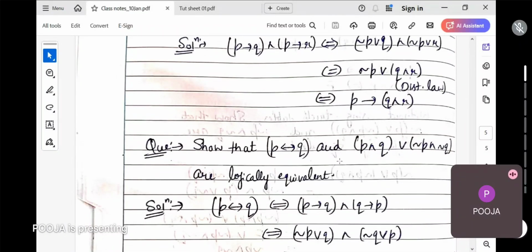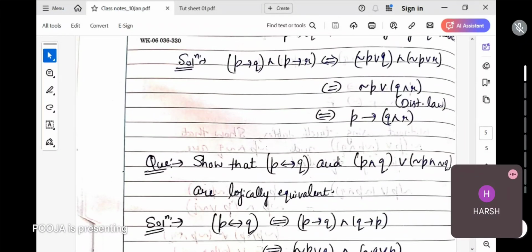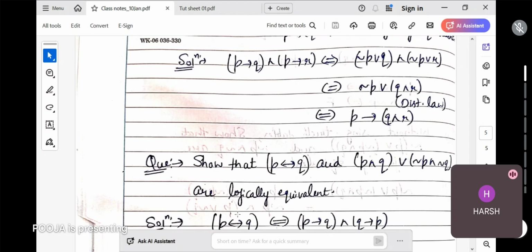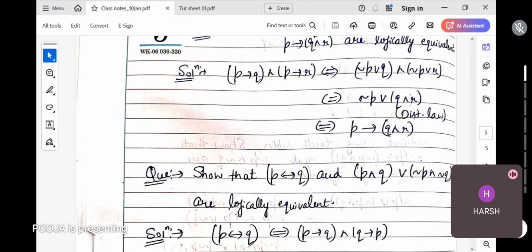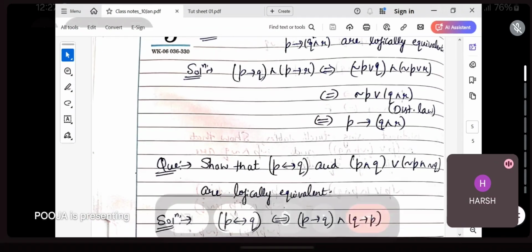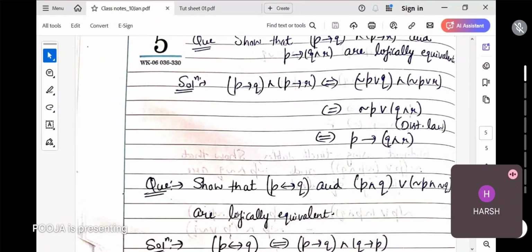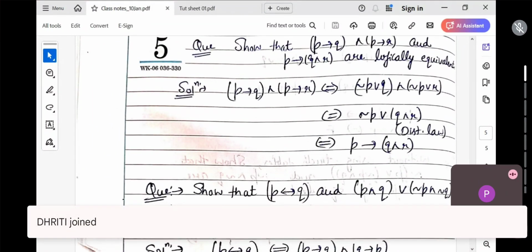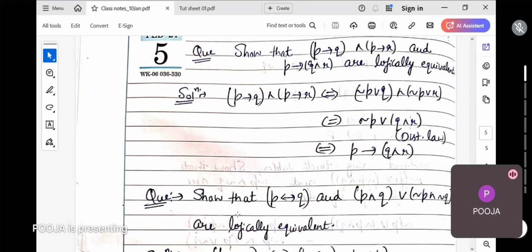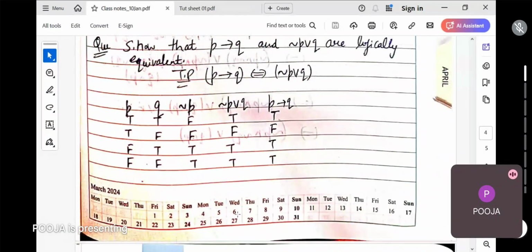This is another question, P biconditional Q. Excuse me, ma'am. Yes, tell me. Ma'am, in this one where we use the properties of P conditional Q, do we have to mention the property by using the truth table? Yes, you will have to mention it. If you have time, you can prove it using a truth table also. If you don't have time, you just write it.